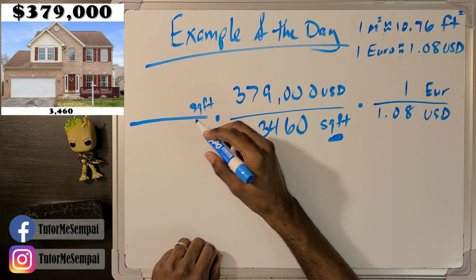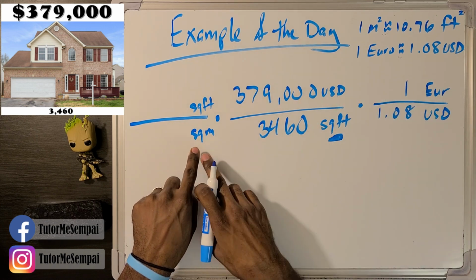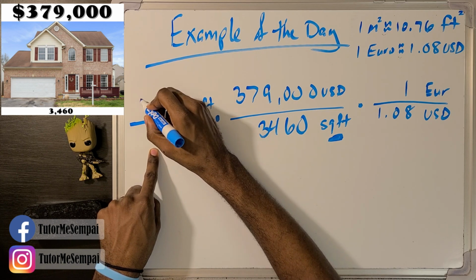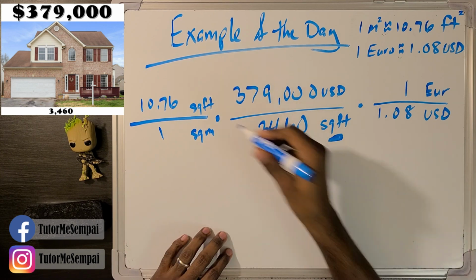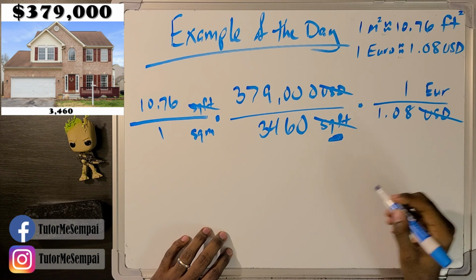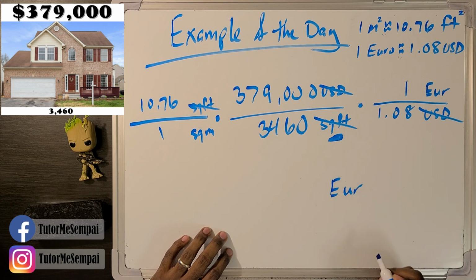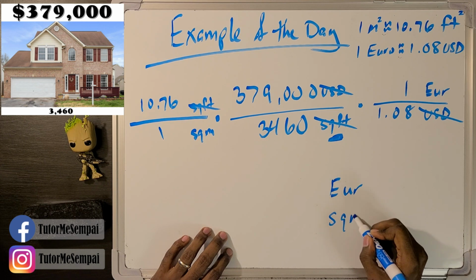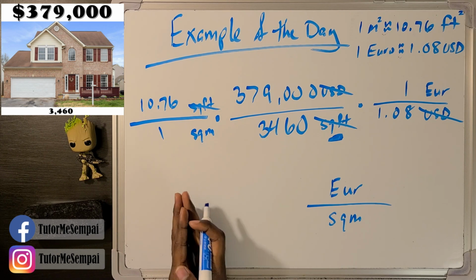And if that's up top, that means this square meter, or the meter squared, is going to be in the bottom here. Now this is going to be 1 square meter, and this is going to be 10.76 square feet. Now that we have everything, we see that that's going to cancel that, that's going to cancel that. So our final result, what unit do we have up top? We're going to have a euro, right? What unit are we going to have in the bottom? We're going to have a square meter. So it's looking like we're going in the right direction. We just have to figure out what our actual number is here.